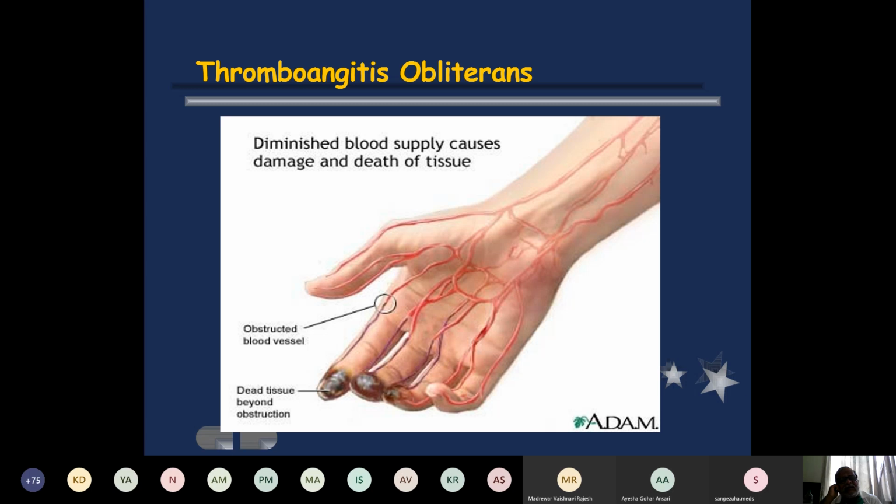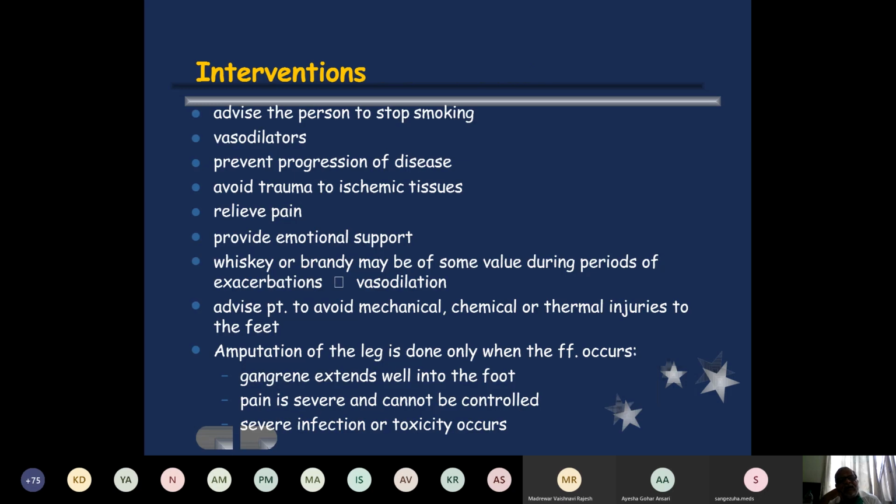These are pictures showing manifestations of thromboangiitis obliterans at the tip of the fingers. Interventions: advise the person to stop smoking, use vasodilators, prevent progression of the disease, avoid trauma to the ischemic tissue. Drugs are given to relieve the pain, and provide emotional support.